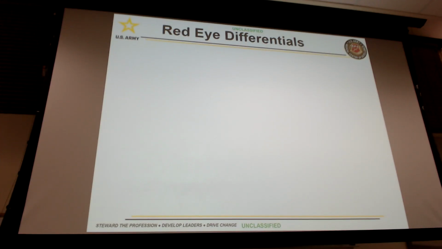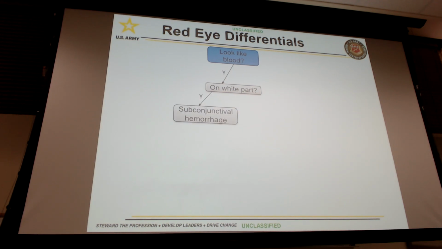Okay, red eyes now. My eye's red. Does it look like blood? Yes, it does. Is it on the white part of your eye? Yes, it is. Well, that's just a subconjunctival hemorrhage. It's nothing to worry about. It's not on the white part. Is it over your iris? Yes, it is. Well, now you've got a hyphema. It's a little more worrisome, but still not that bad. We've got to go to the next slide.